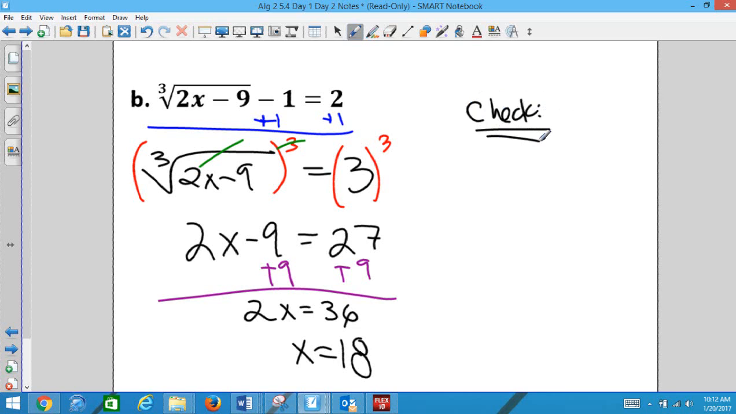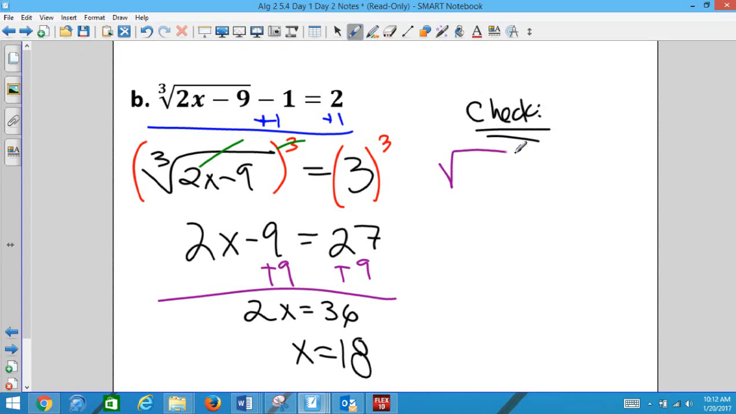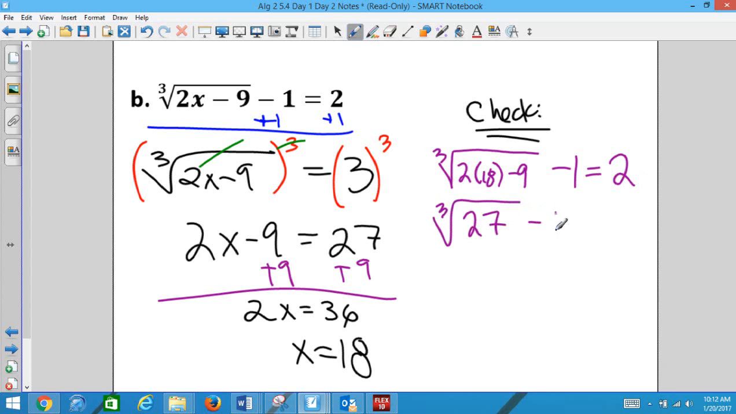Again, sometimes they won't work. We'll put in the cube root, 2 times 18 minus 9 minus 1, hit enter, and it should equal 2. Or you can do it by hand like I'm doing it by hand on the board. I'm going to check.